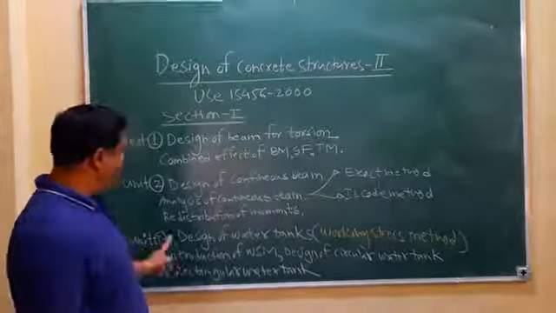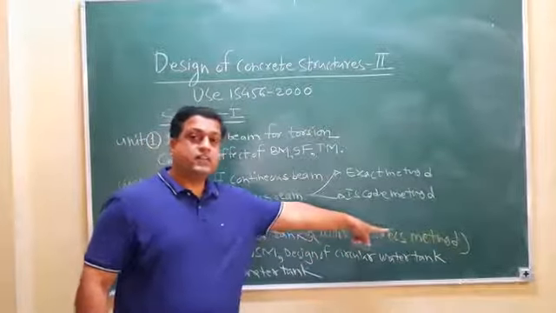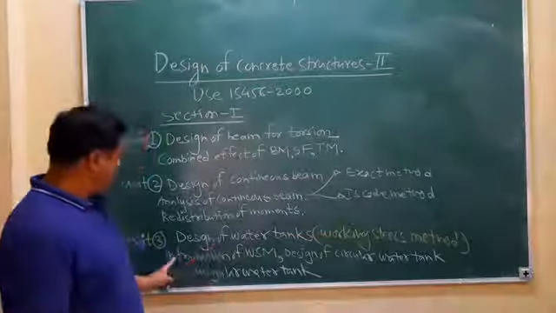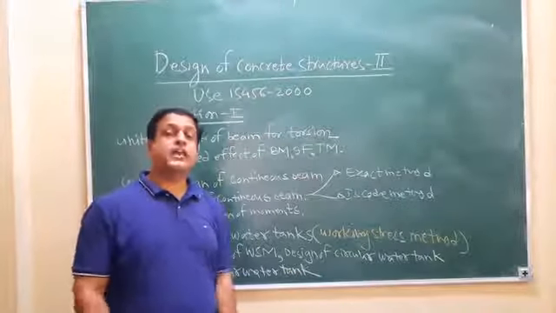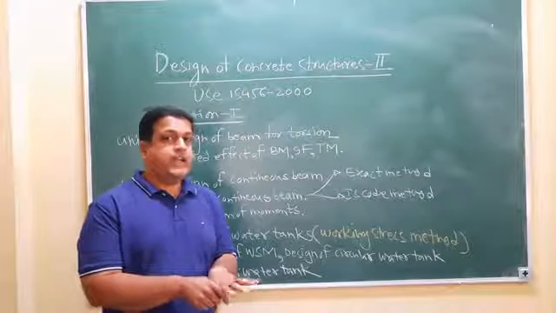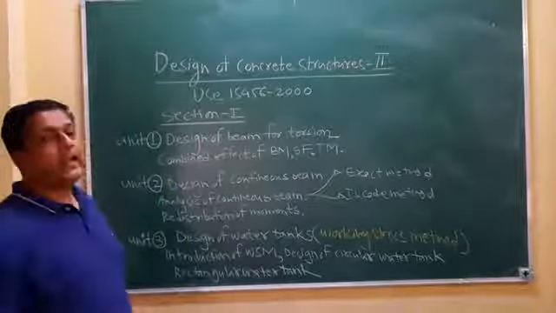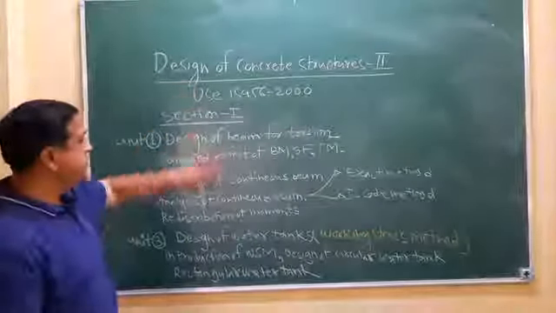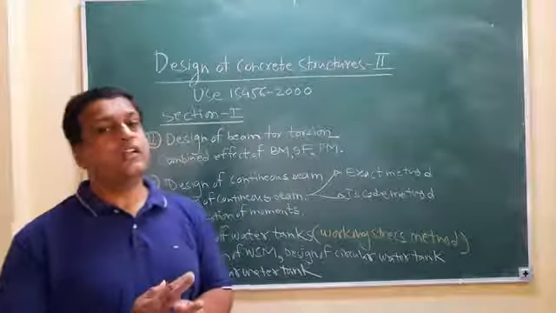And finally, unit number 3 is the design of a water tank, but you have to use the working stress method. Introduction of working stress method, then design of circular water tank only resting on ground, elevated part skipped from this unit, and rectangular water tank you have to do. So this is related to section 1.